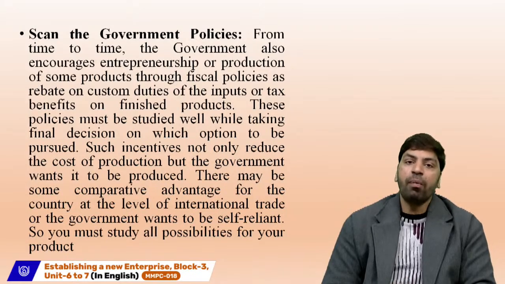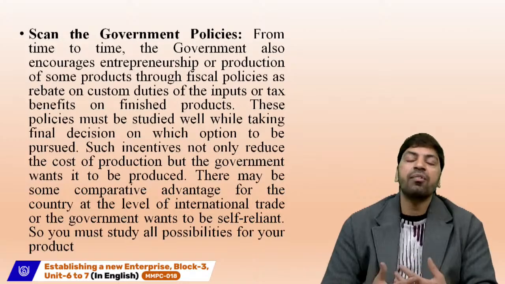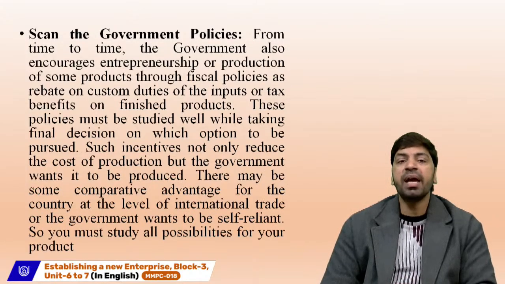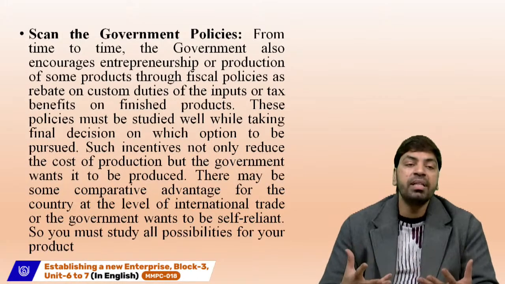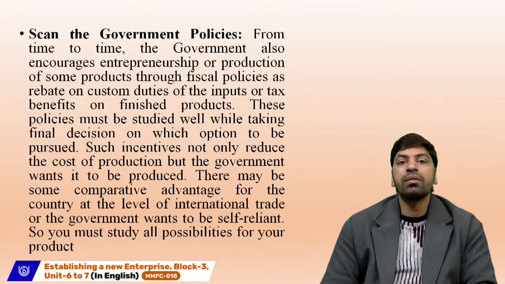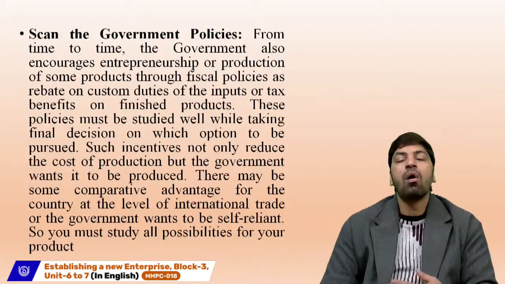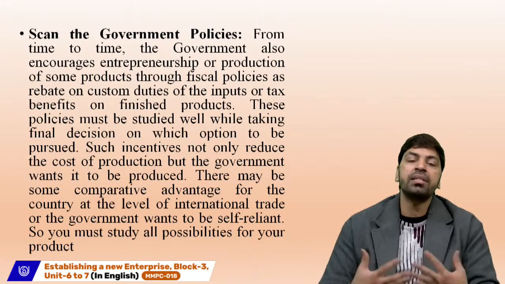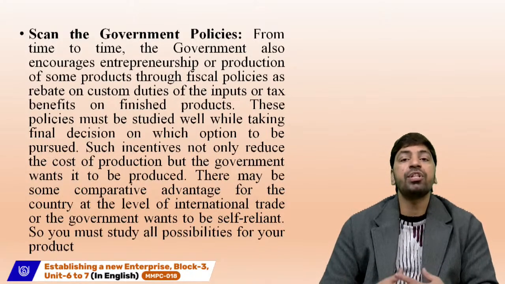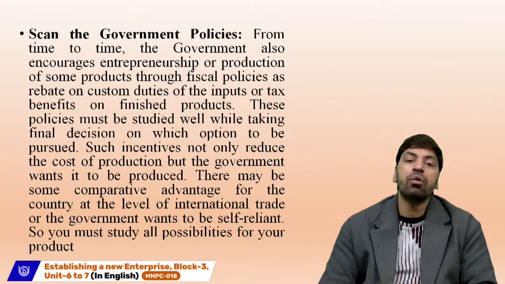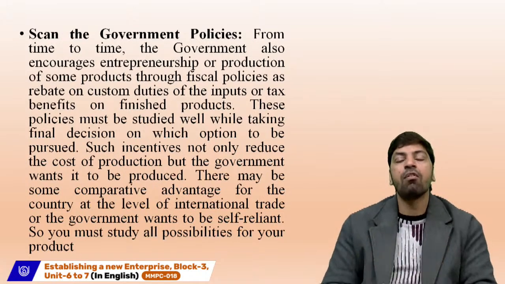Next is scan the government policies. From time to time, the government encourages entrepreneurship or the production of some products through fiscal policies, or in respect of custom duties on inputs, or benefits decided on the finished products. These policies must be studied before any entrepreneur takes up an option. Such incentives not only reduce the cost of production, but they also show what the government wants to be produced. There may be some comparative advantages for the country in terms of international trade, or the government may want to be self-reliant. So a researcher or innovator must study all the possibilities of the product.